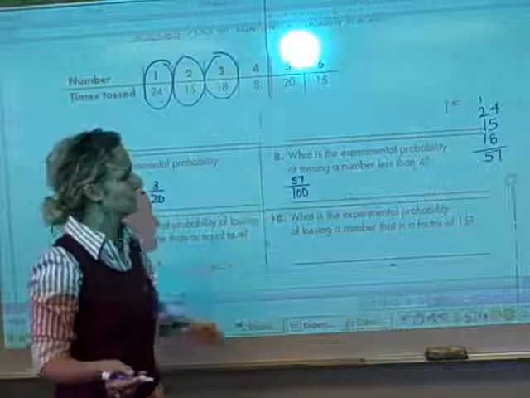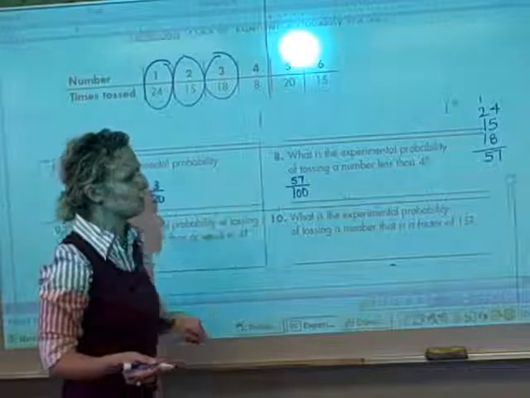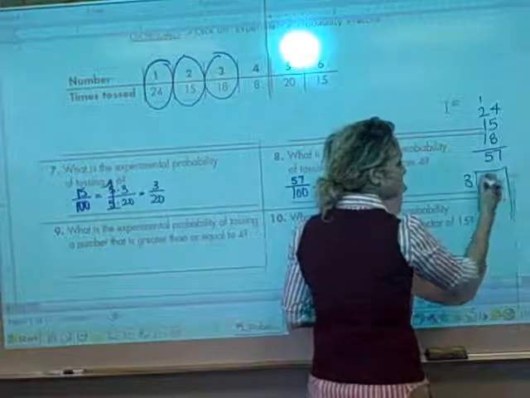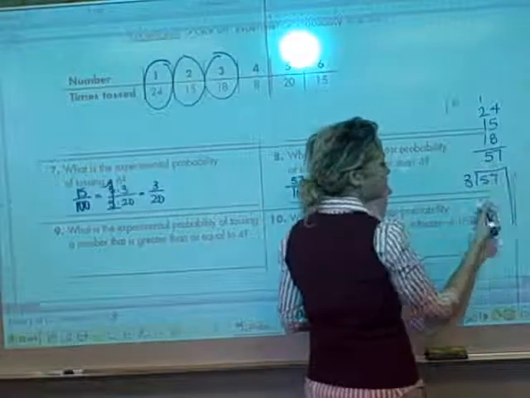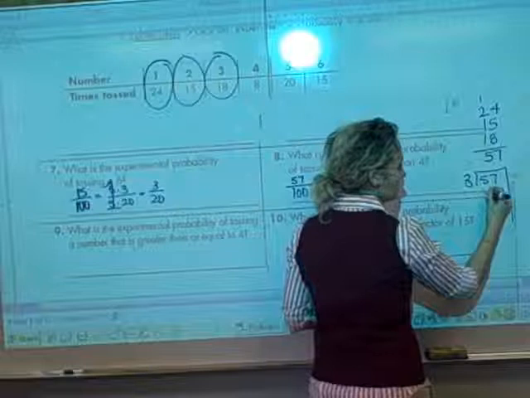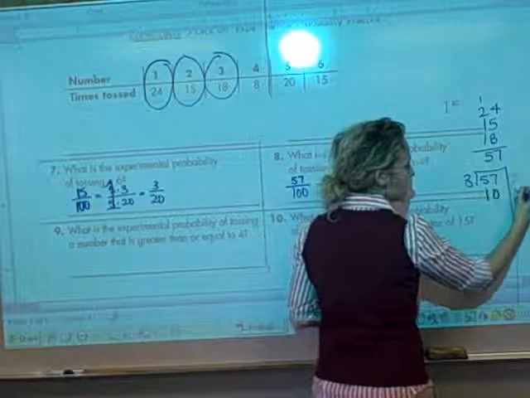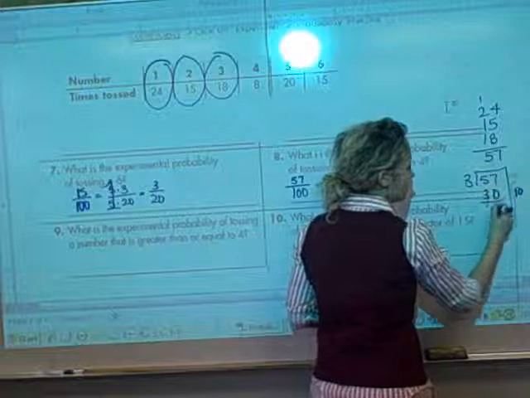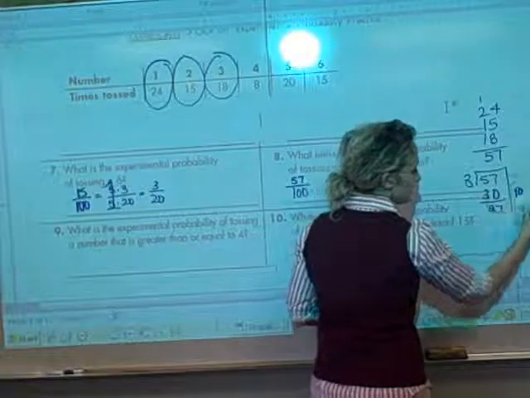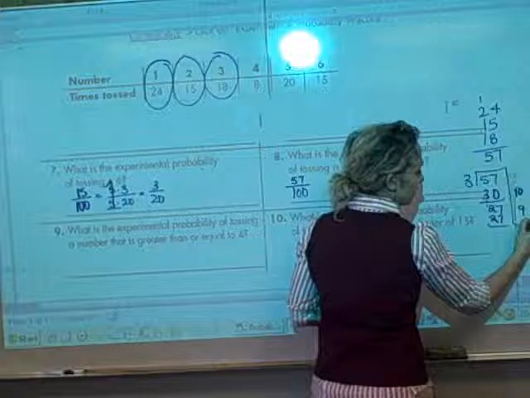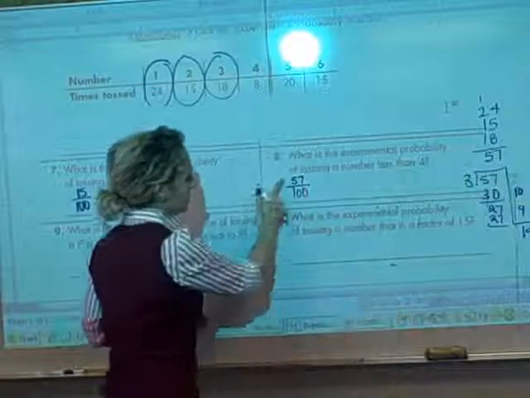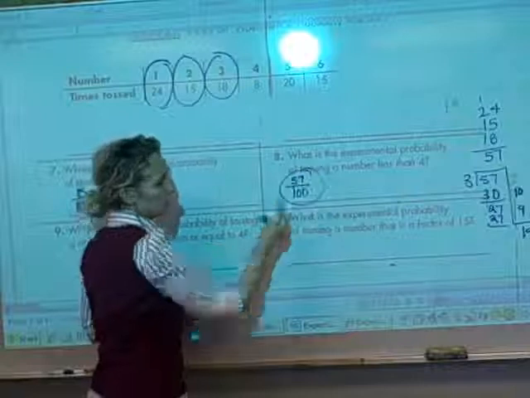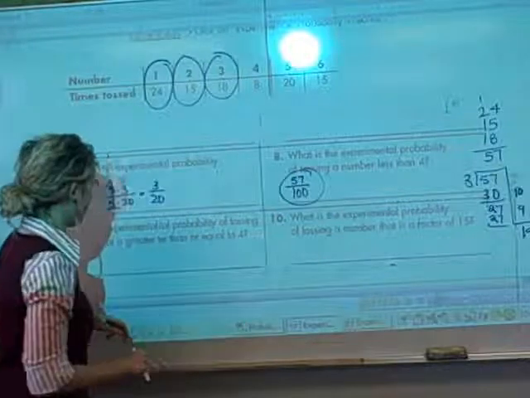So I'm just going to test and see really quickly how many times 3 goes into 57. I don't know that off the top of my head, so I'll do 57 divided by 3. As I'm thinking about it, I think it's 19. So let's see, 3 times 10 is 30, which leaves me with 27. 3 times 9 is 27, so that gave me 19. So I know that's 3 times 19, and neither 3 nor 19 goes into 100. So that's my simplified version. That one was kind of tricky to simplify.